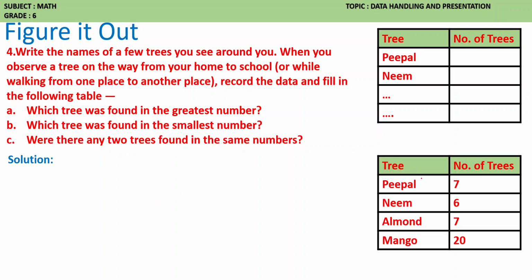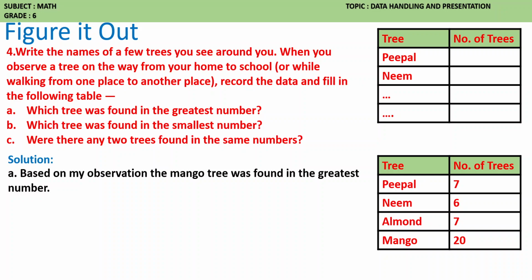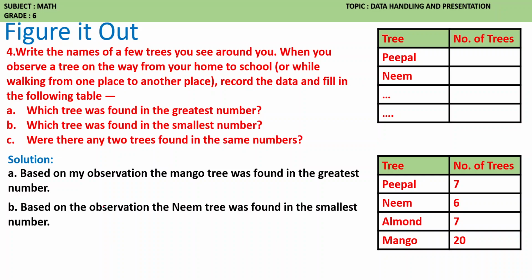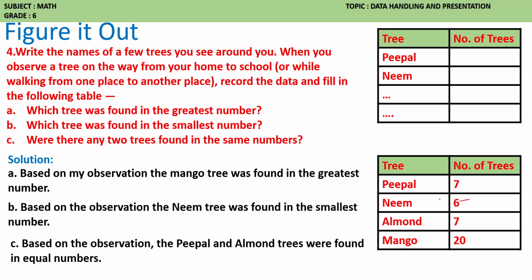The data I collected from my observation is: number of peepal trees is 7, neem 6, almond 7, mango 20. Based on my observation, the mango tree was found in the greatest number. Which tree was found in the smallest number? The neem tree was found in the smallest number, which counts as 6. Were there any two trees found in the same numbers? The peepal and the almond trees were found in equal numbers. The count is 7 each.